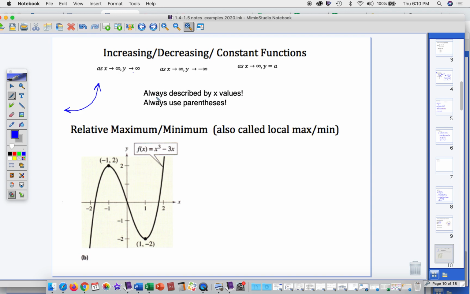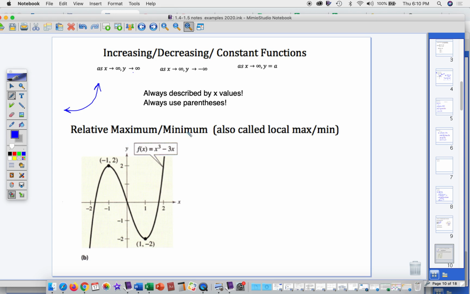So a couple of things to keep in mind. We always describe these intervals by x values, and we always use parentheses around these intervals. We're not including those endpoints. It's what's happening over an interval. So it's not like domain and range where we have to decide whether we're going to include the values or not.